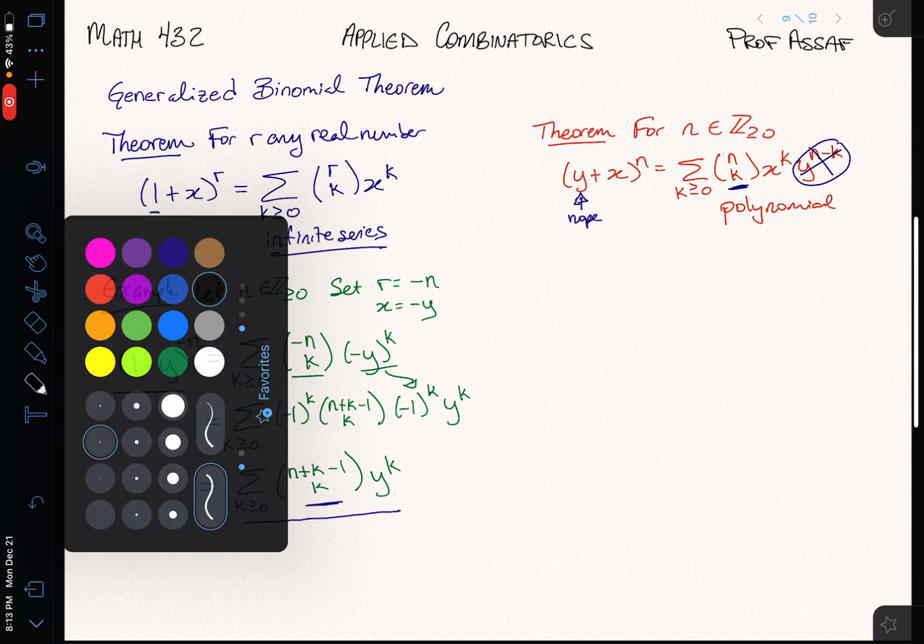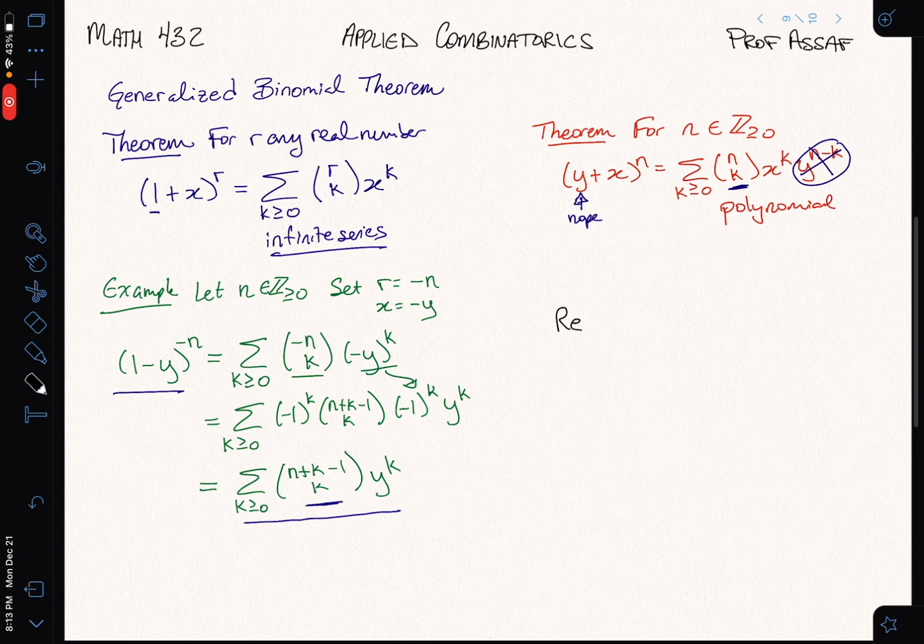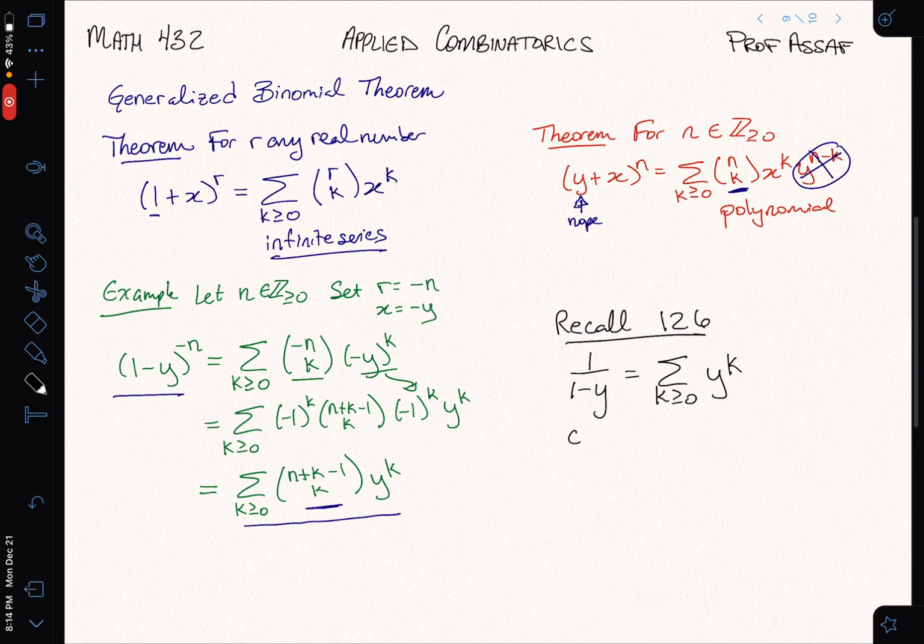And now I'm going to remind you about your Math 126 days. In Math 126, we looked at the power series 1 over 1 minus y is equal to the sum for k greater than or equal to 0 of y to the k. Well, what does that have to do with this? Well, if you look at it, this is the case where n equals 1 in the example. So what happens when n equals 1?